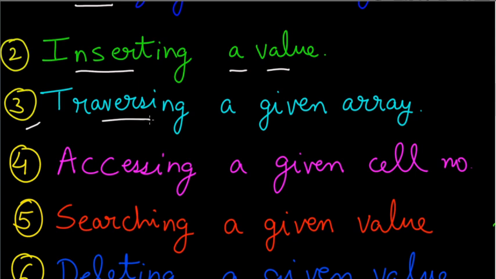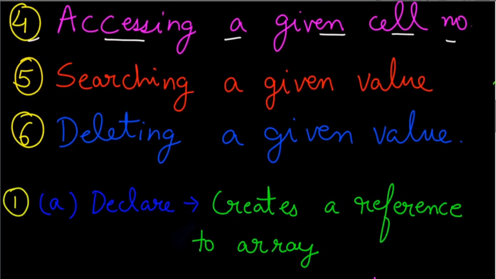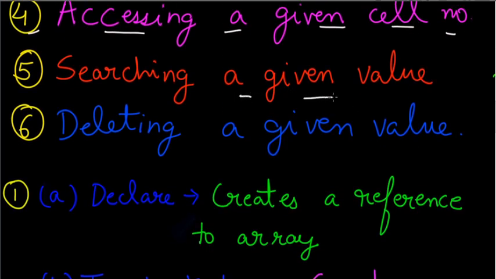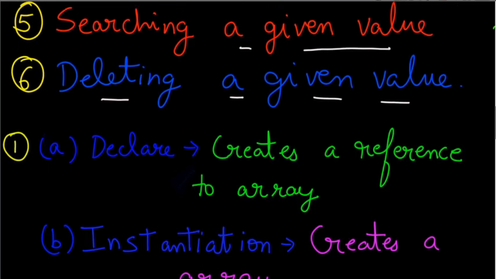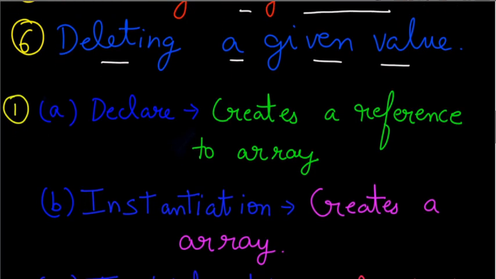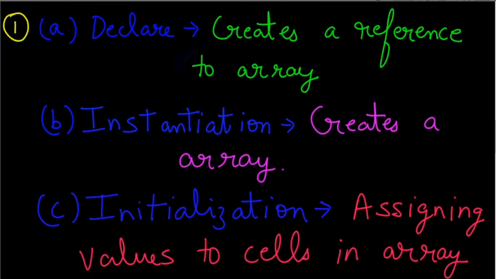Third, traversing a given array. Fourth, accessing a given cell number. And fifth is searching a given value. Sixth operation is deleting a given value. While there are more operations, but these six are the main used common operations.